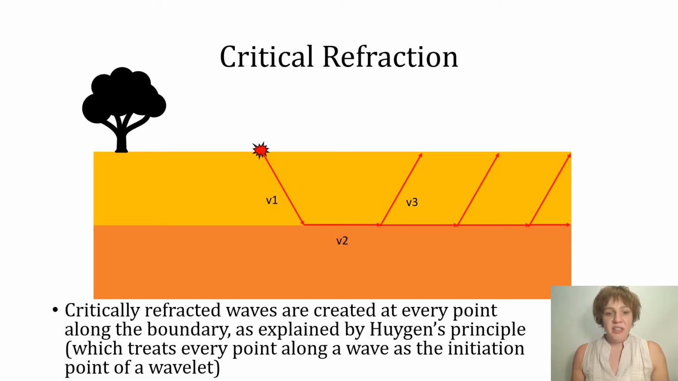Another thing to note is that critically refracted waves are created at every point along the boundary. This is explained by Huygens' Principle, which treats every point along a wave as an initial point of a wavelet capable of generating new waves.